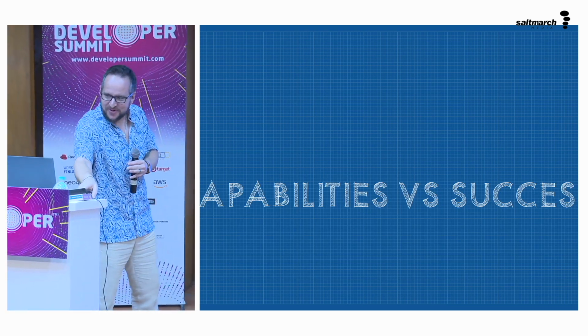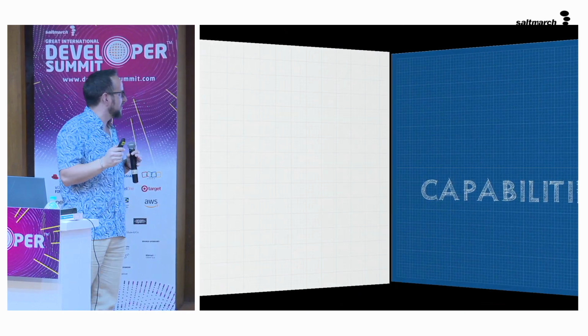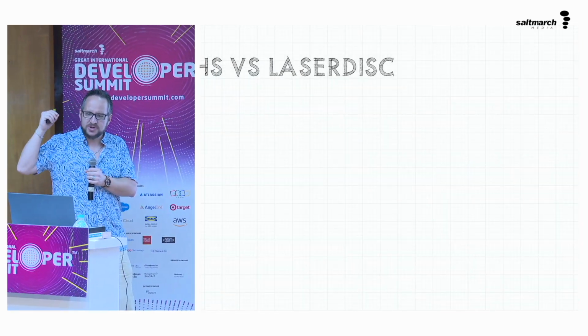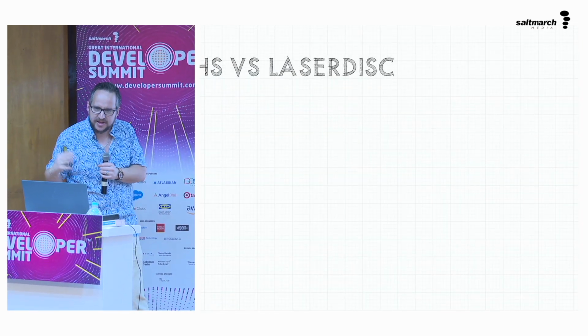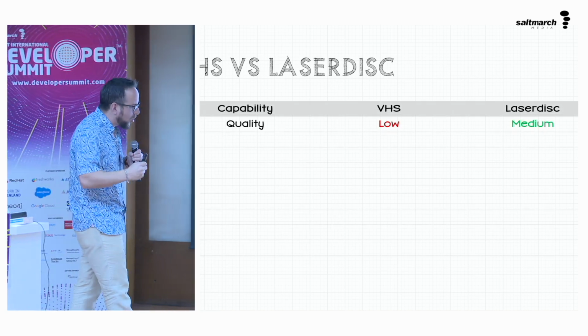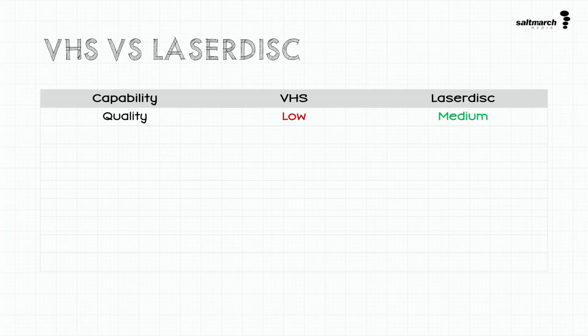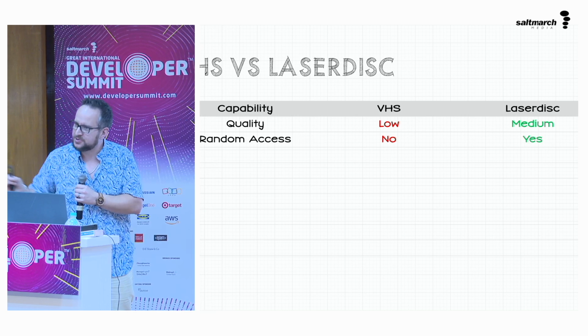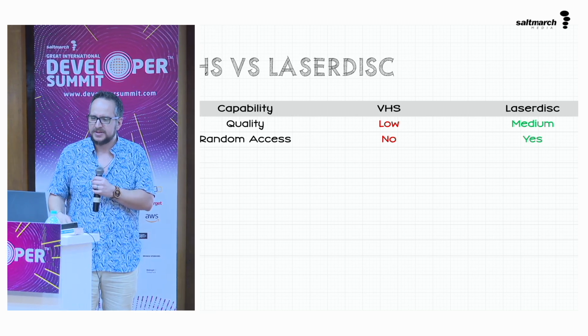Now let's look at these for a moment, because objectively, Laserdisc was superior to VHS by almost every metric. First of all, the quality was a little bit better. Now, we're still limited by the old TVs of that era, but it was a little bit better. We had a couple other things. Random access. Yes, you had chapters. You could skip to a chapter. You could skip ahead. So you had random access.